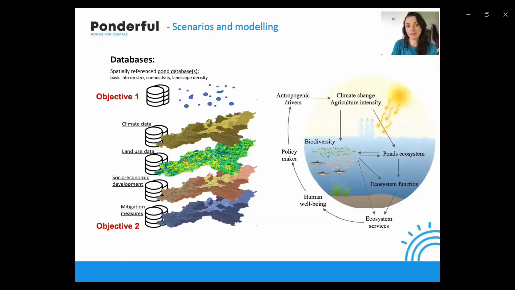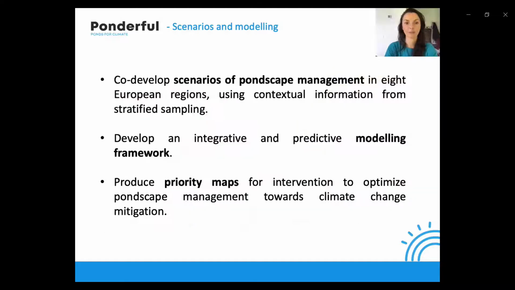And as you can see also in this figure, anthropogenic driver can affect climate change, of course, and it can affect the land use. That per se will affect pond ecosystem function, and finally ecosystem service. That in turn, it will feed back again to human well-being, policymakers, and anthropogenic drivers.